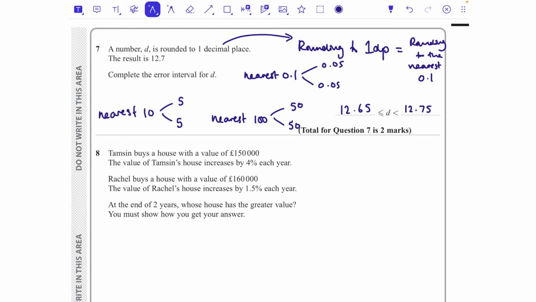So half what you're rounding to. If you were rounding to the nearest 1 whole, you do 0.5 above and 0.5 below. So those are your answers. It cannot actually equal that top value. If it did, it would round up, and that's why you don't get the equal to on that top one. You just get the equal to on the lower one.